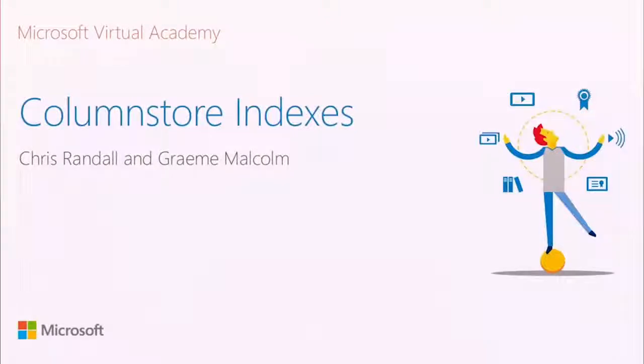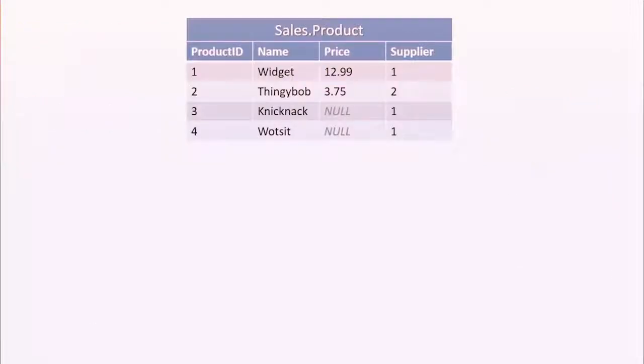A bit about column store indexes then, a particular type of index that I can use to work with my data. In this case, we're back to our sales.product table. You can see I've got my product ID, my name, my price, and my supplier in that table. I want to be able to query that with really high performance.